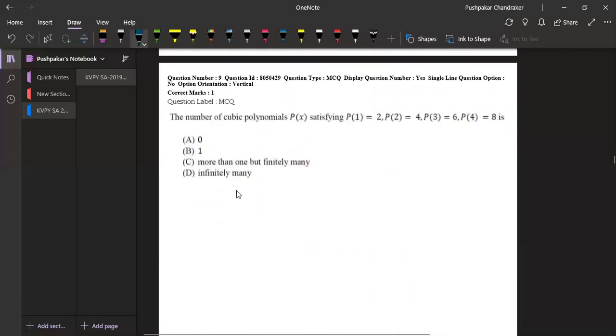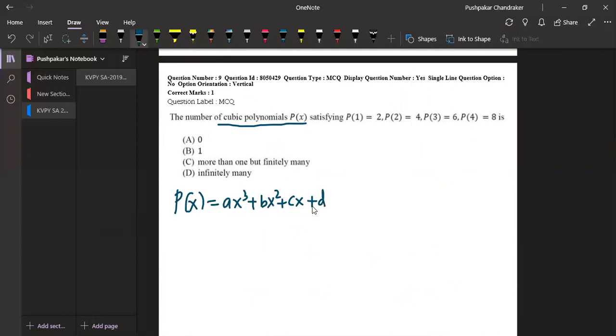Question number 9. Number of cubic polynomials which satisfy the conditions. Let the cubic polynomial be ax cube plus bx square plus cx plus d. Now you can notice here there are 4 unknowns, and 4 equations are given. It means you can have confidence it can be solved, because with 4 unknowns and 4 equations, the system can always be solved.